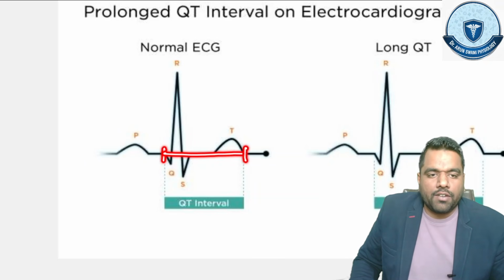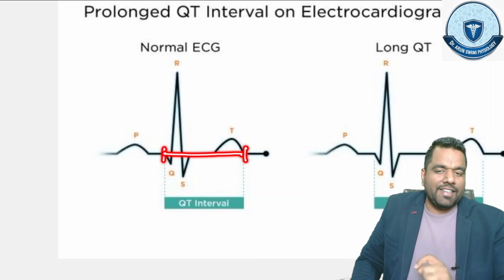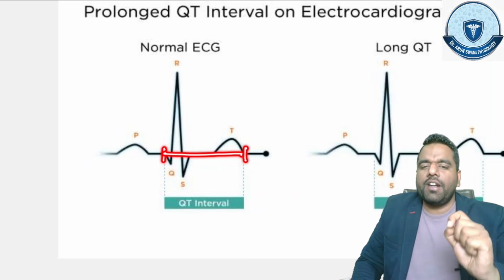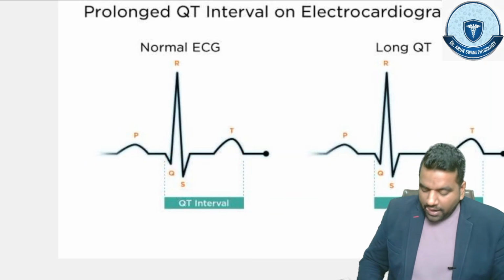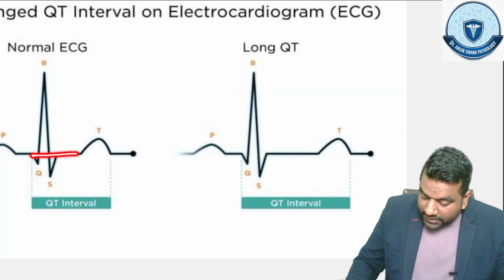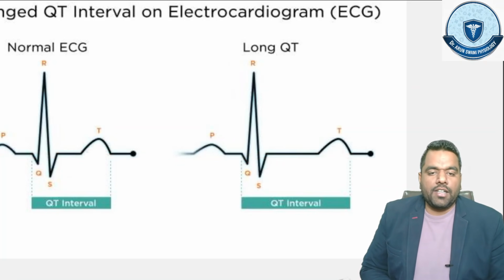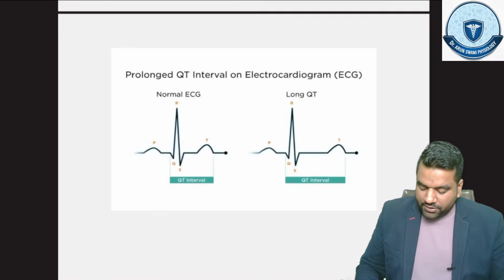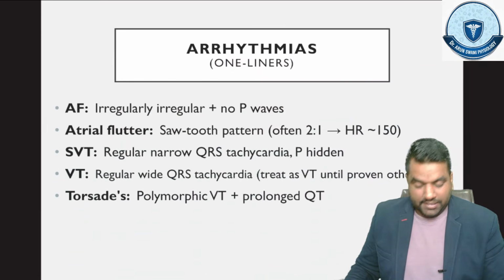This QT interval defines the ventricular activity, that is, ventricular depolarization and ventricular repolarization, and this complete area we call the QT interval. Guys, whenever this QT, you can see over here, is that much, here the QT is prolonged. This is the condition we call long QT, right? Long QT. So this is how you can identify such ECGs in the MCQs.